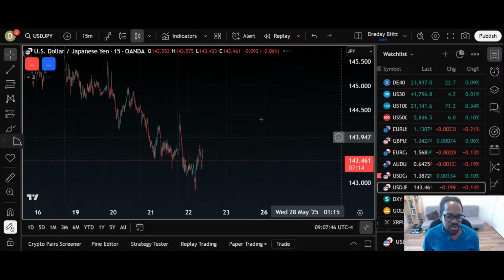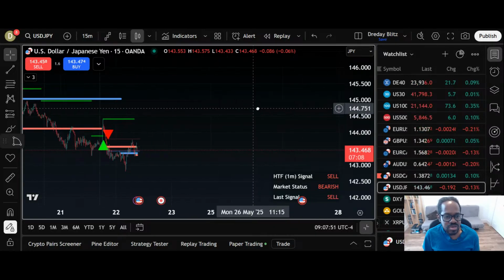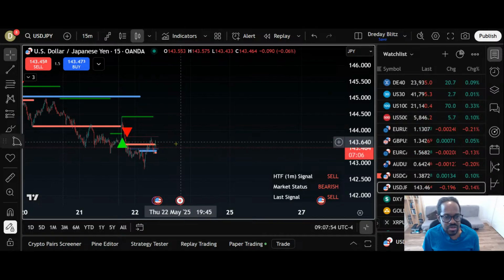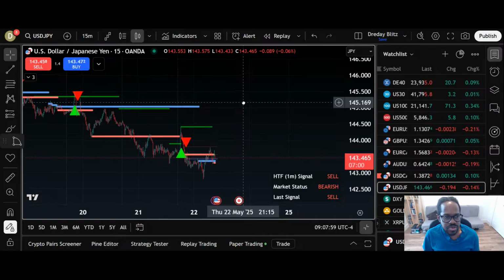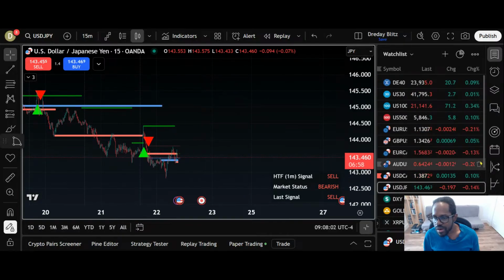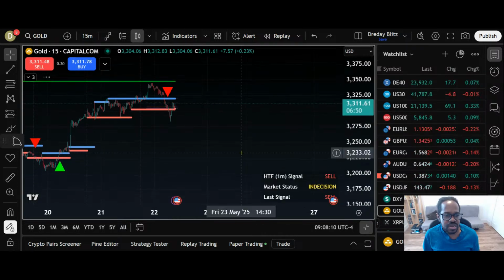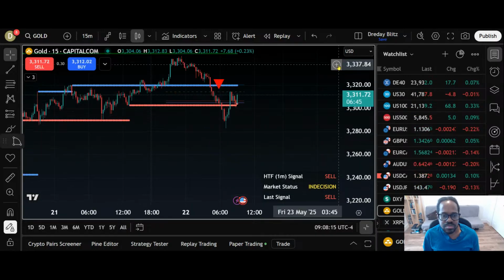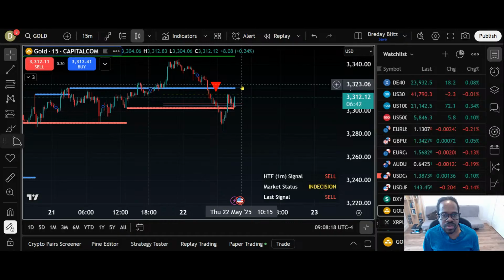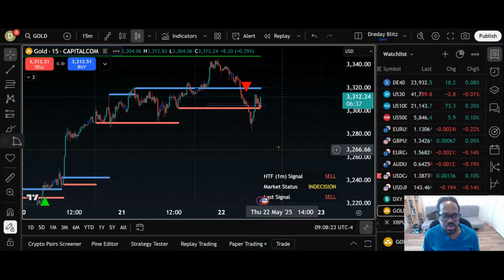And let's look at the JPY. The JPY should be starting to reverse eventually. It's consolidated here. The last signal was a sell, so looking for a buy on USDJPY overall. And let's look at gold. Gold was waiting for a sell setup, and that's exactly what we have here. We had a sell. Right now you could start to retest that previous resistance to go short.